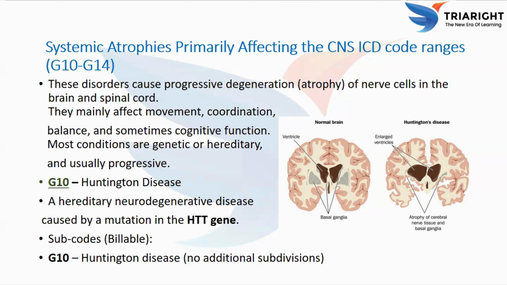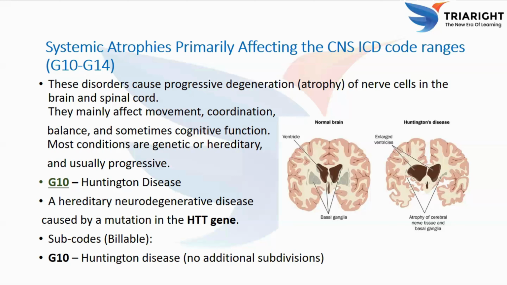So why do these diseases happen? Most of them are genetic or hereditary, nothing but they have been passed on over the families. They are progressive, meaning they get worse slowly over years. Progressive is nothing but getting worse over the years.